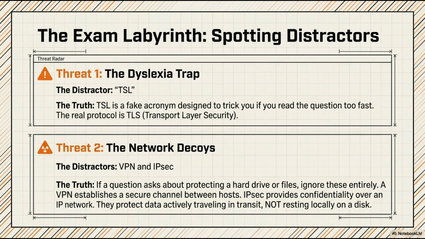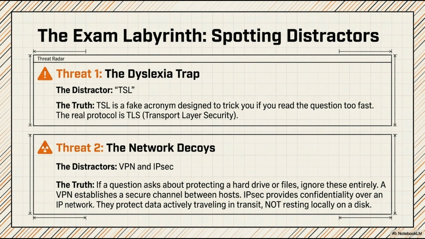Wow. Okay, threat 2. The network decoys. It lists VPN and IPsec. Why are they distractors here? Because of the context of the question. If an exam question asks about protecting a hard drive or files locally, meaning data at rest, you must immediately ignore VPN and IPsec. Because they only protect data actively traveling over a network. Precisely. They are exclusively for data in transit, so if the laptop is stolen out of a car, a VPN doesn't do anything.